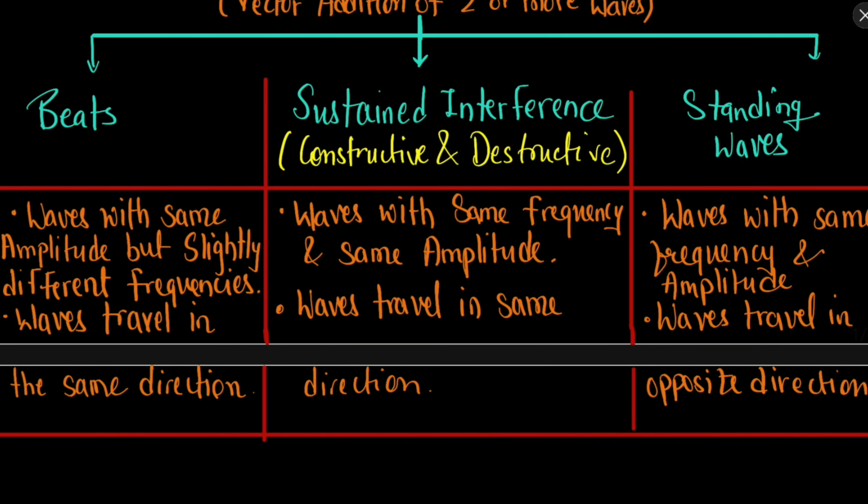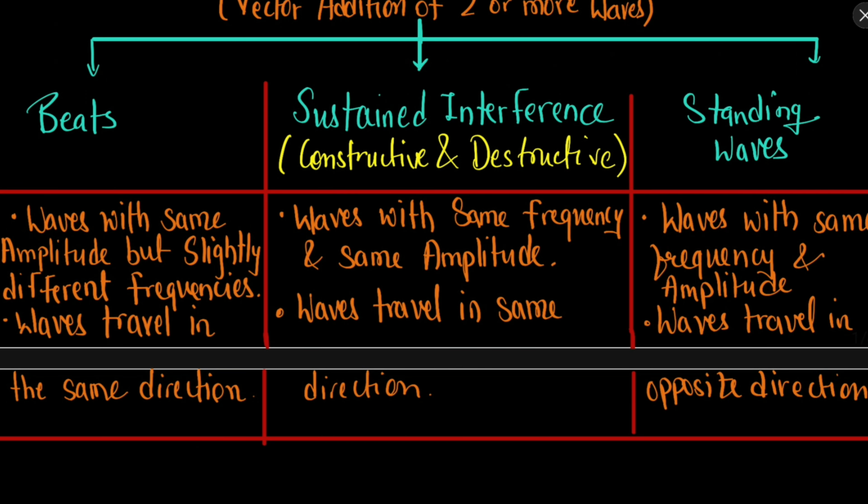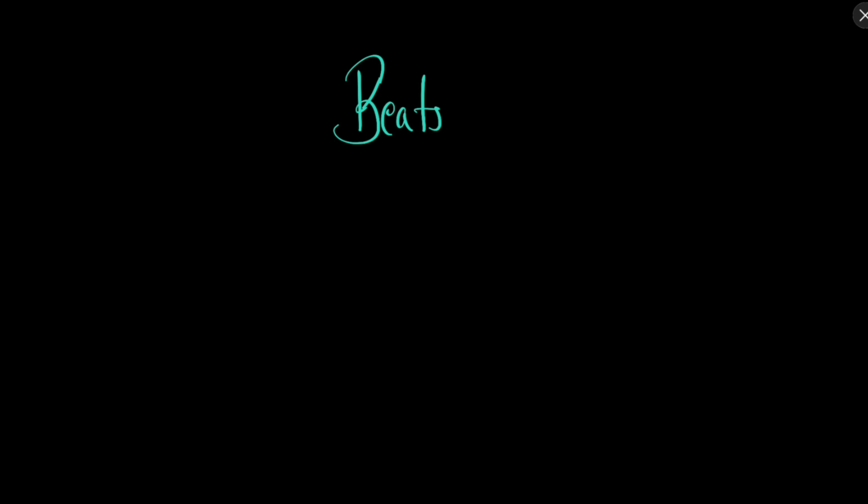And then similarly in interference and standing waves, there are some other criteria. For example, in sustained interference, the frequency must be the same and the amplitude must be the same and they must be traveling in the same direction. In standing waves, the frequency and the amplitude are again the same, but the waves travel in the opposite direction. So let us now start with the concept of beats.